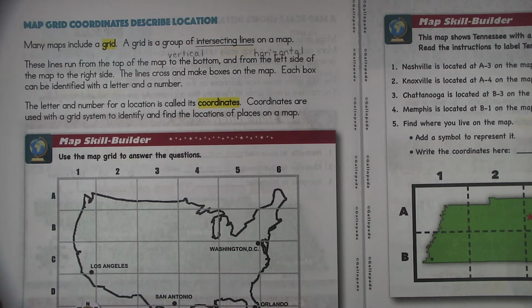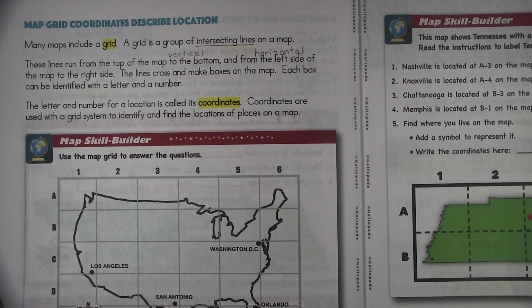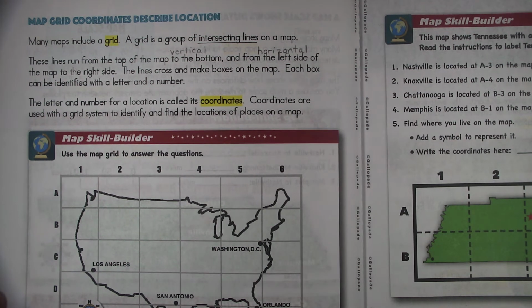The lines cross and make boxes on the map. Each box can be identified with a letter and a number. The letter and number for a location is called its coordinates. Coordinates are used with a grid system to identify and find the locations of places on a map.